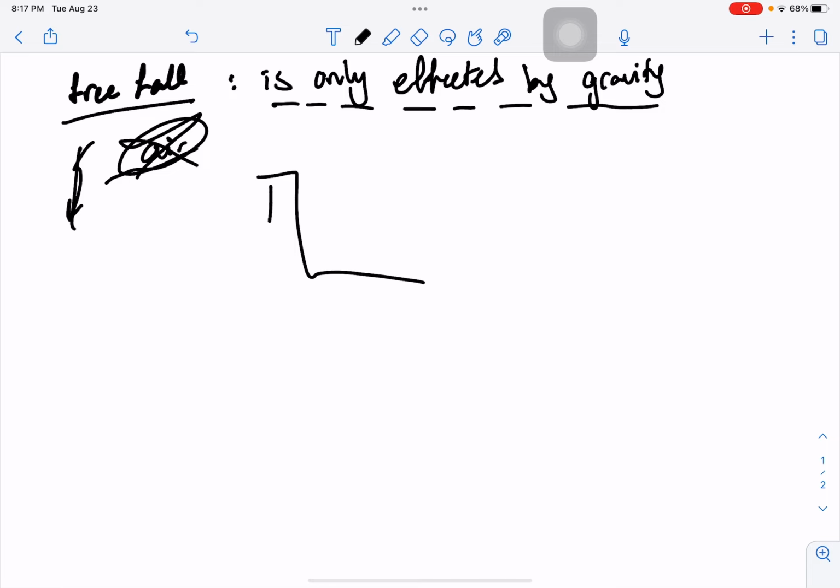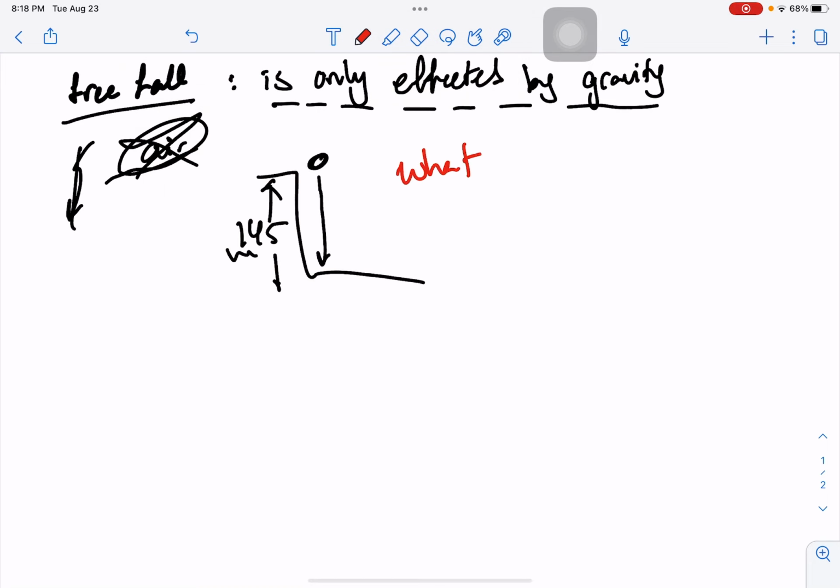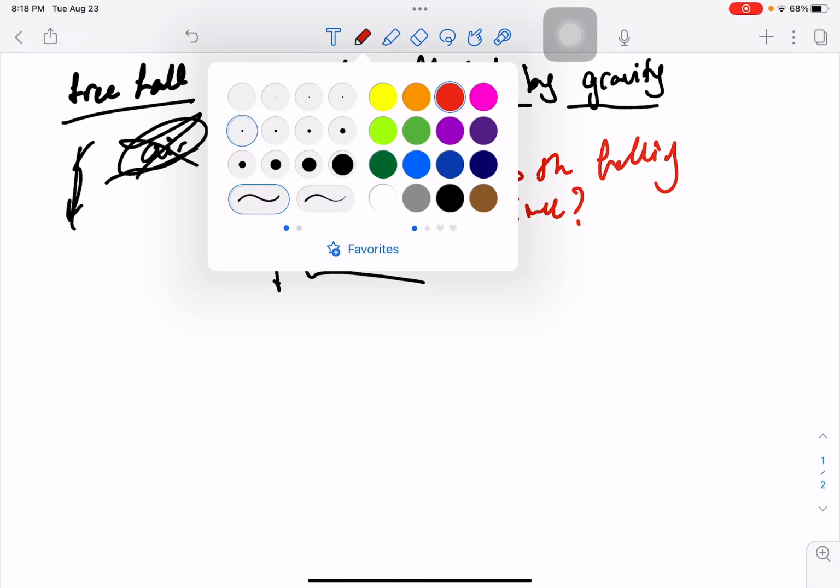So here we have, let's say, a cliff that is 145 meters. Okay, and you're throwing an object from that height all the way to the ground. So the question is asking you, neglecting air resistance, what is the falling time? What's the falling time of this object that's going 145 meters down to the ground?